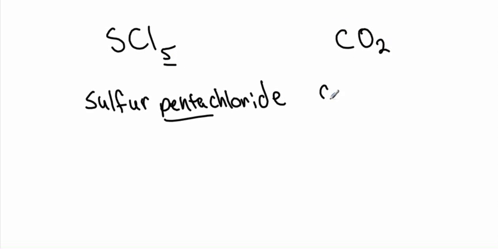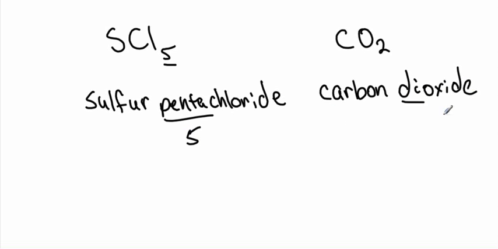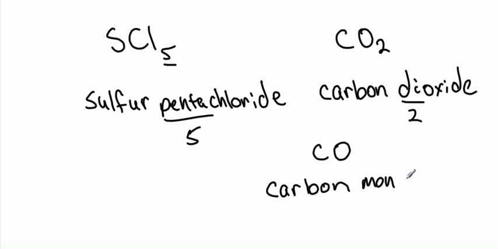Another one we could do is CO2. We have carbon, and then we have 2 oxygen, so we have to say dioxide. Again, the penta means 5, the di means 2. We could also have carbon with 1 oxygen. And so to say this, we got carbon. We only have 1 oxygen, and we have to say it since it's the second element, so we have to say monoxide.